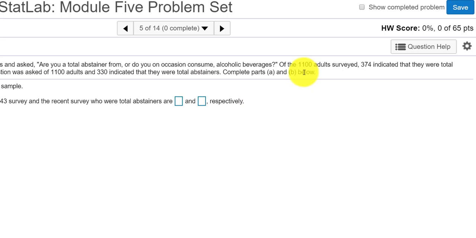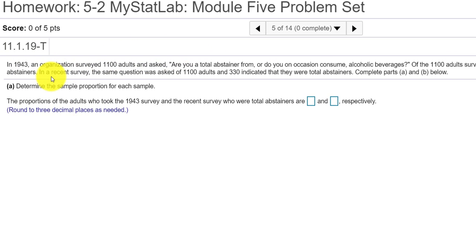So it looks like we asked the question 2 times. The first time we surveyed 1,100 adults, this is the result. Then in a more recent survey, we asked the same number of people, and you can see how the results have changed, right? The first time we asked was in 1943, and the second time was more recent.